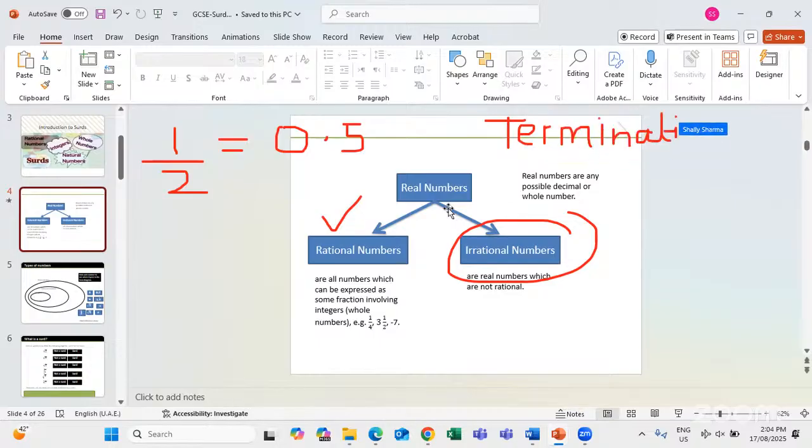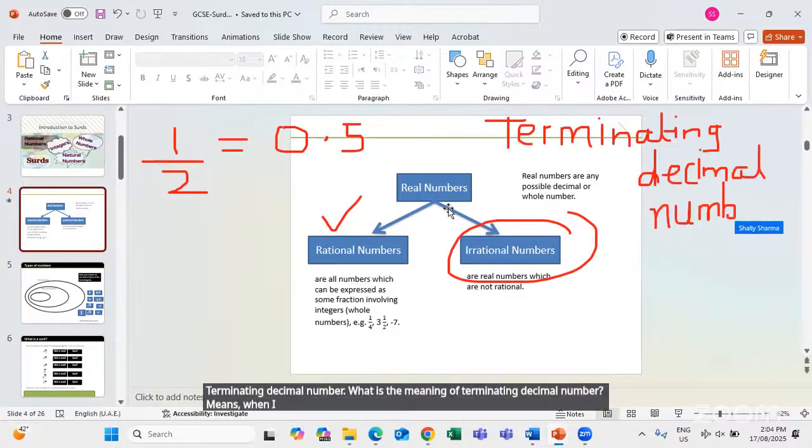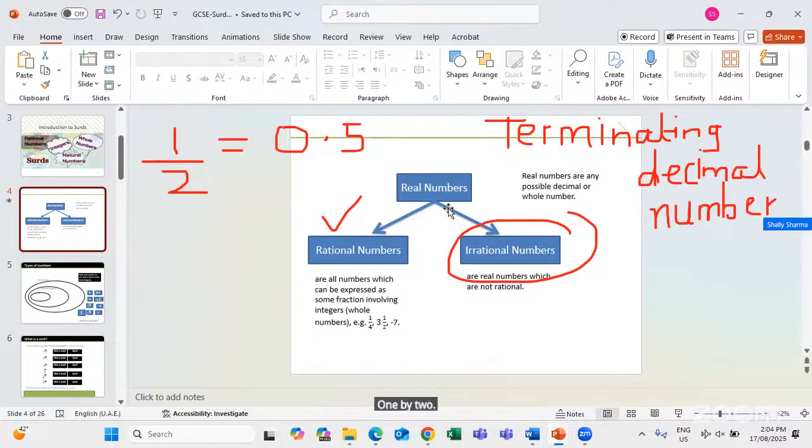What is the meaning of terminating decimal number? It means when I divided 1 by 2, I got some numbers after the decimal point, but that is finished. It is not like it keeps going on. Okay, so it is 0.5.